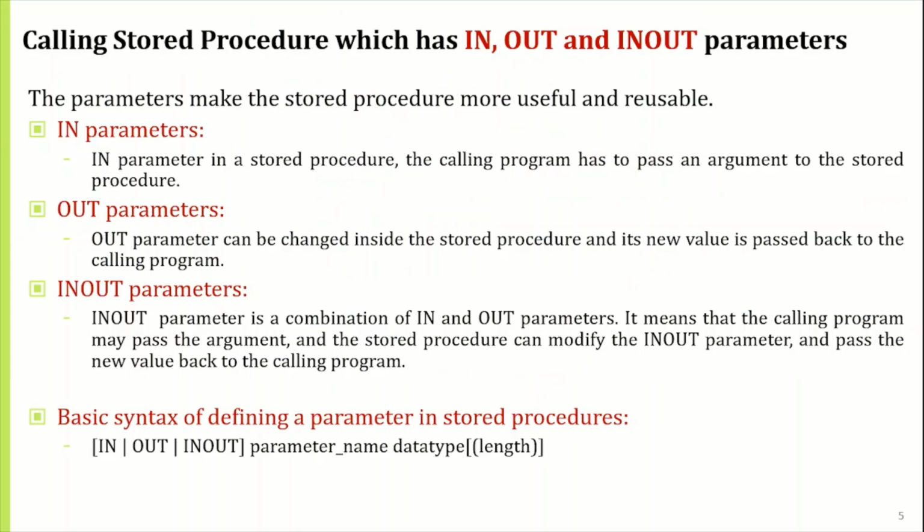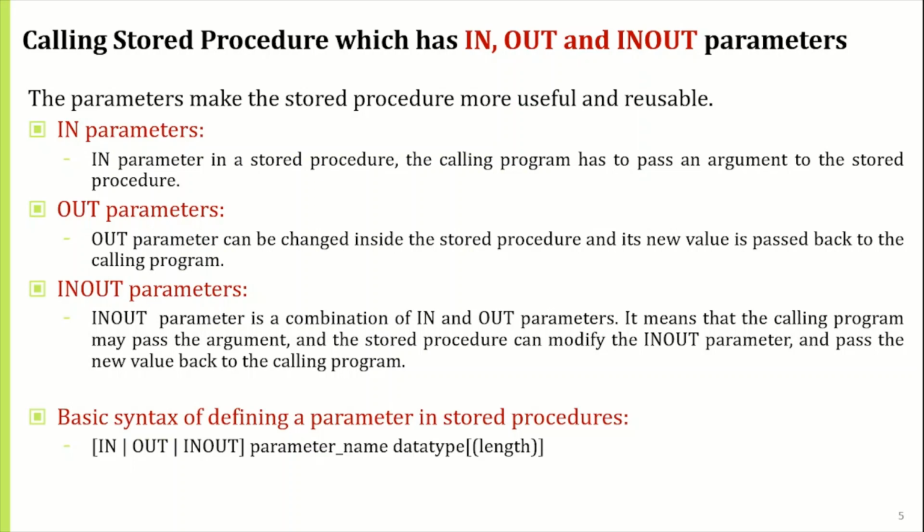In the previous example, we created a stored procedure with the name getDetails without any parameter. So now we are going to work with stored procedures with parameters. There are three types of parameters possible while creating a stored procedure: IN, OUT and INOUT. We should understand the difference between IN, OUT and INOUT.